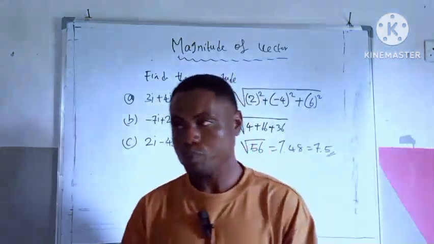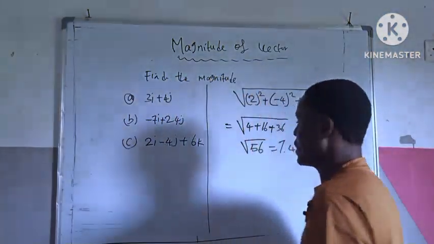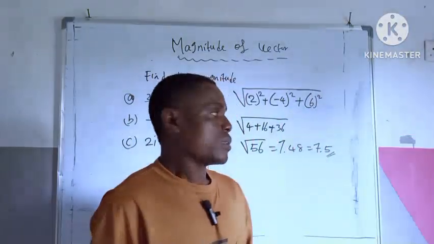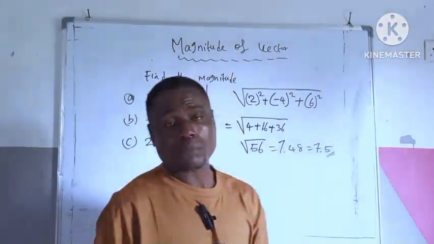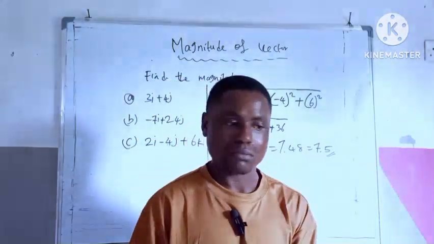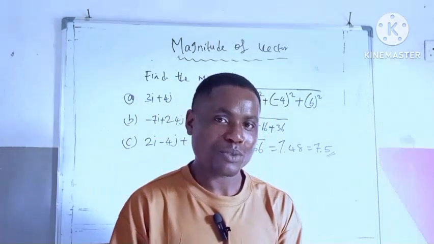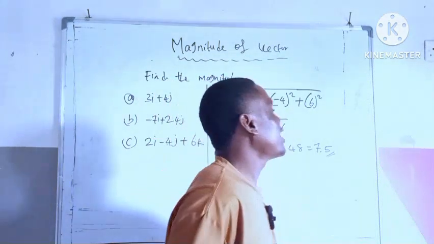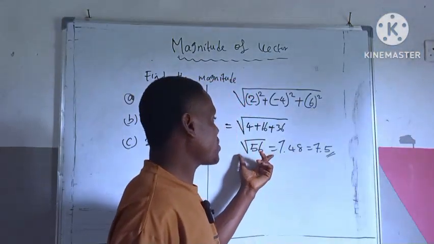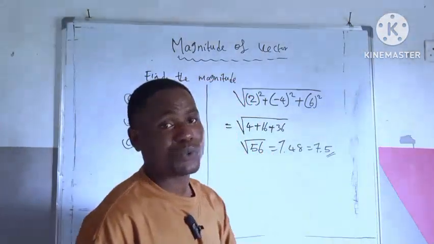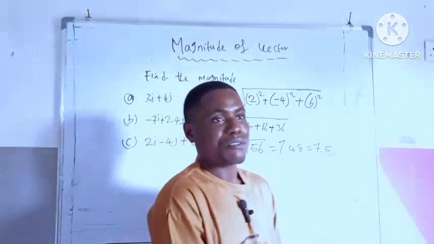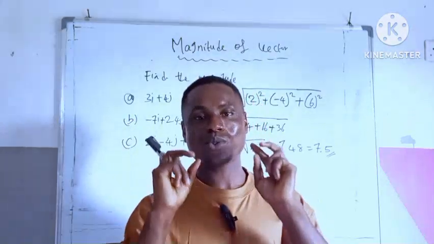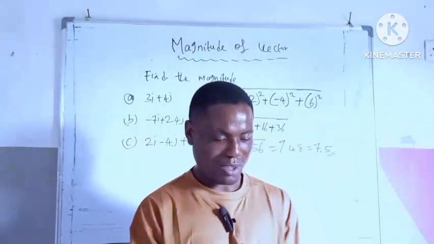So I want to show you what you need to do. In case after solving, the square root of 56 is not a perfect square. Now, perfect square means any number that can be gotten from the multiplication of two similar or the same numbers.